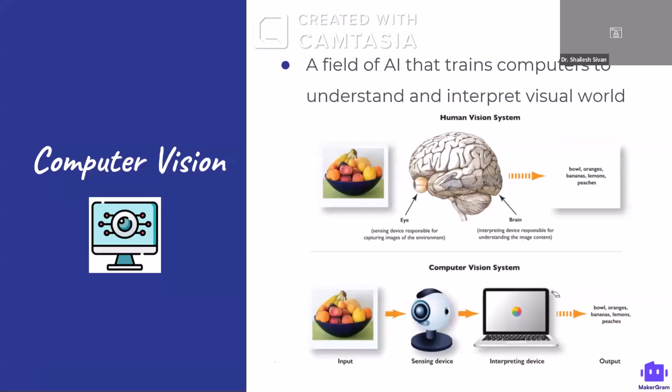And computer vision is again a confusing domain we always use interchangeably with image processing. Computer vision is not equal to image processing, but we can say that computer vision uses image processing, and sometimes image processing also uses computer vision. Computer vision is a field of AI that trains computers to understand and interpret the visual world. So this is how the human vision system works, right?